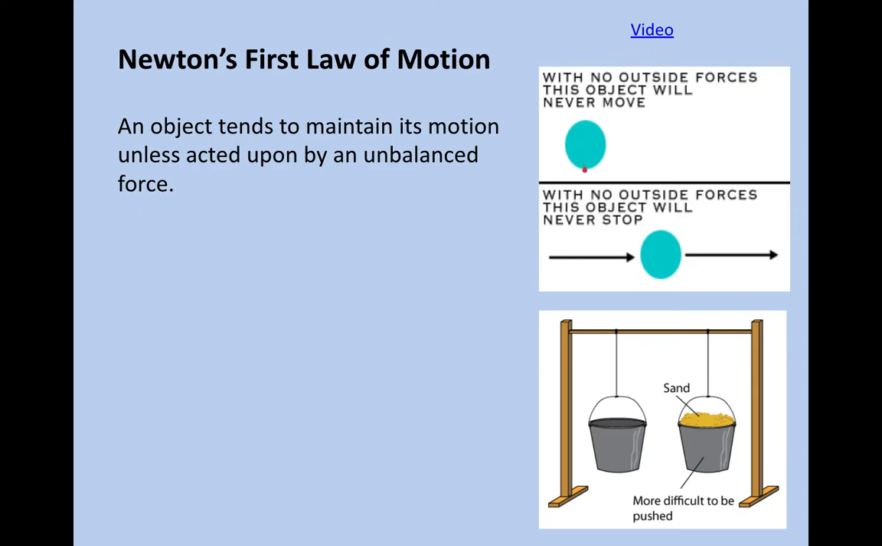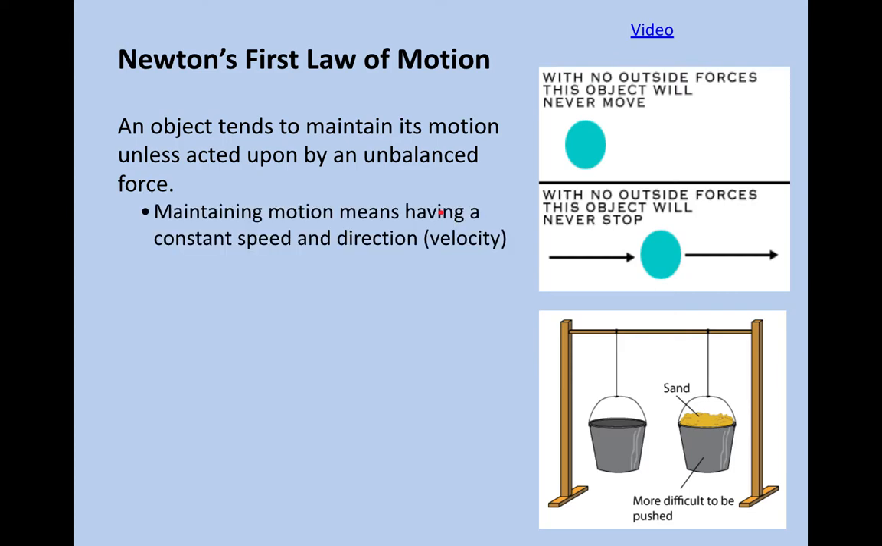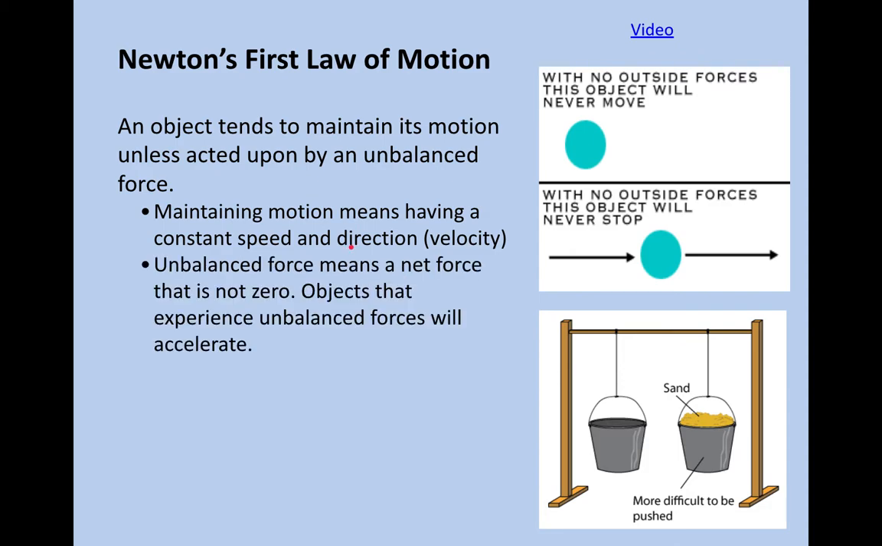So objects at rest will have the force of gravity pulling down on them to the surface. The surface will push up, and that will be the balanced force, and the object will maintain its at restness. But if any force is pushed on the object, then it will change its direction and its speed. Maintaining motion, as we've been talking about, means having a constant speed and direction. Unbalanced forces means that the net force is not 0.